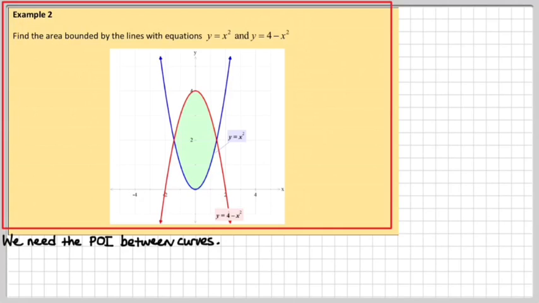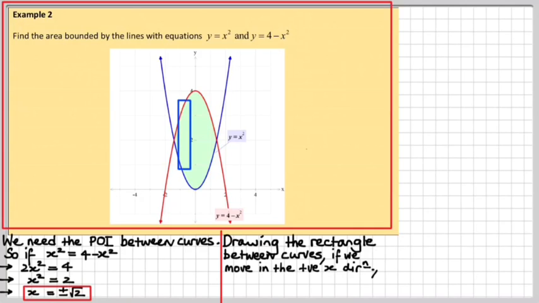So first of all, again, we need the points of intersection between the curves, guys and gals. So let's do that. If x squared equals 4 minus x squared, we've got 2x squared equals 4, x squared equals 2, and therefore x would be plus or minus root 2. Woohoo! Plus or minus root 2. Well, that's looking all right.